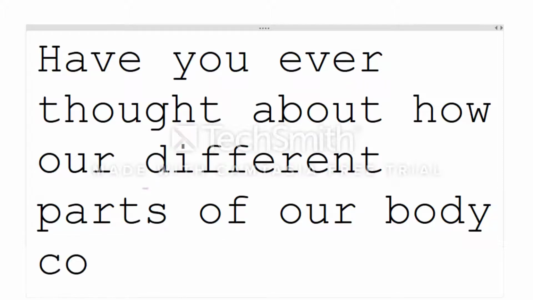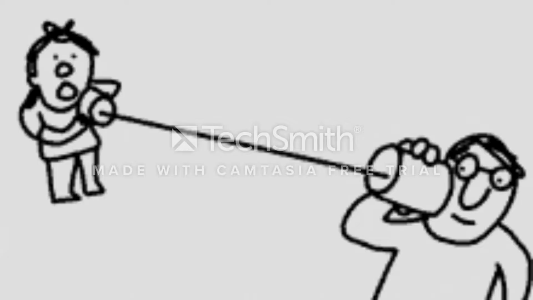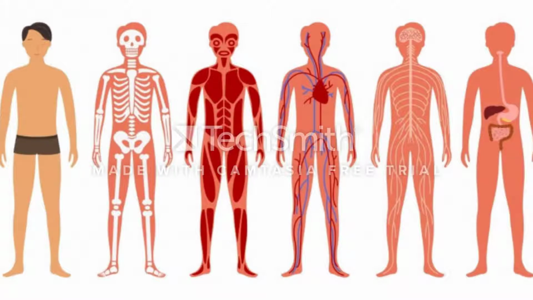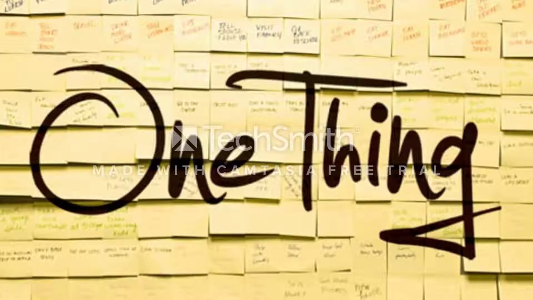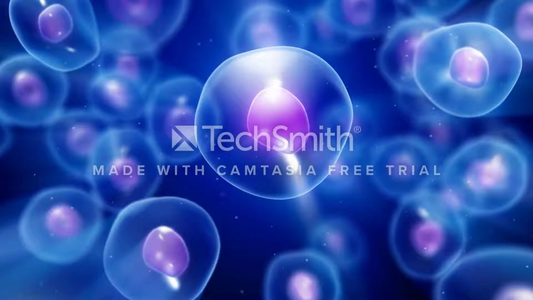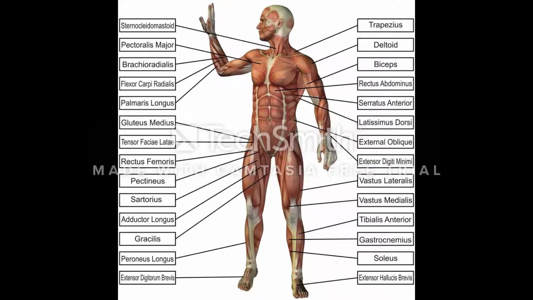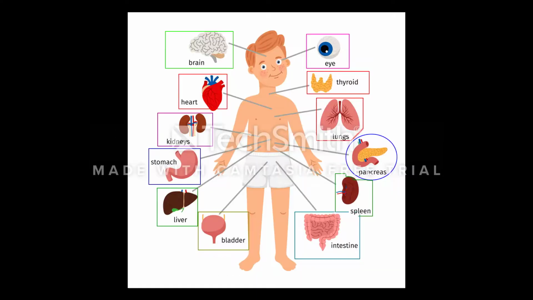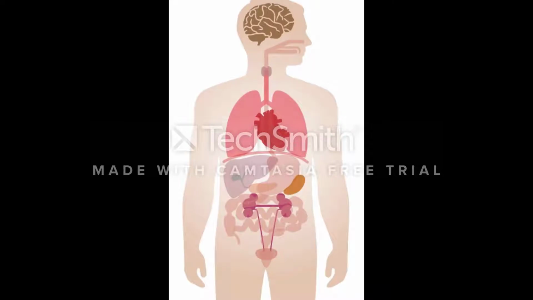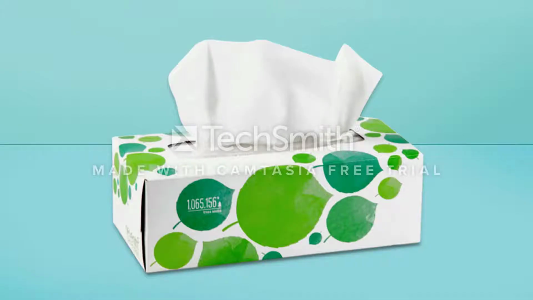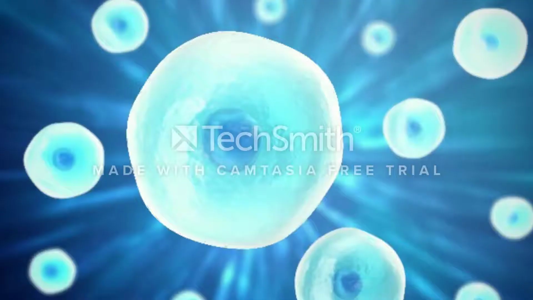Have you ever thought about how the different parts of our body communicate? We have this misunderstanding that our body consists of one thing, one cell, but our body consists of lots of parts. There are 11 organ systems and each has organs, and all of those organs are made of tissue, and all of those tissues are made of cells.